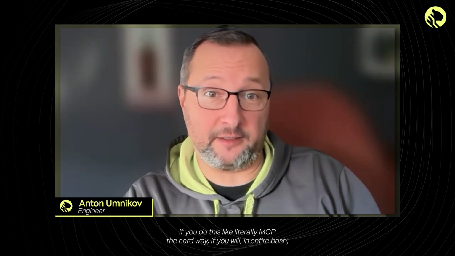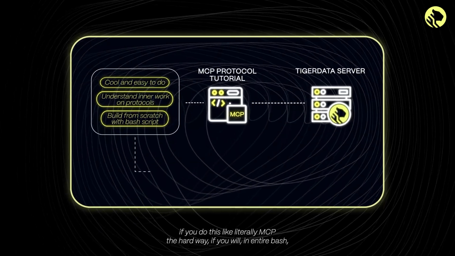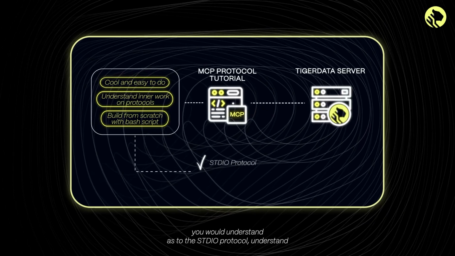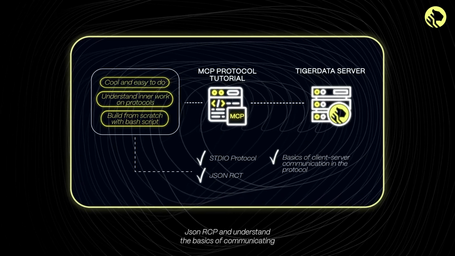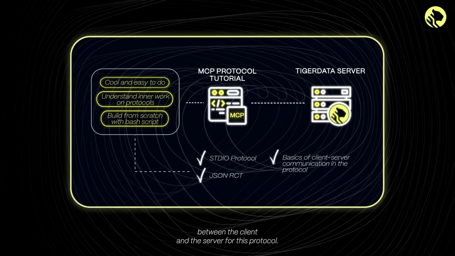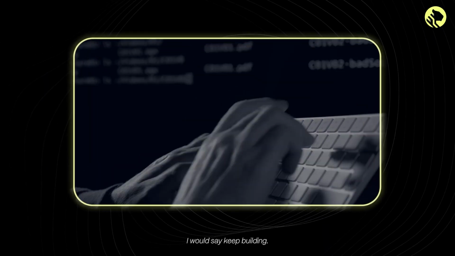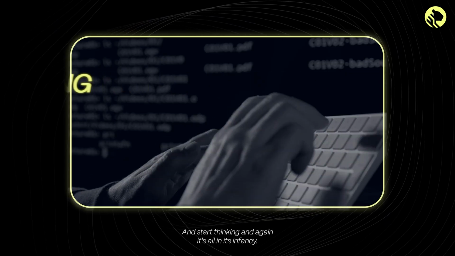For the MCP protocol, if you do this, literally MCP the hard way, if you will, entirely in bash, you would understand the STDIO protocol, understand JSON-RPC, and understand the basics of communicating between the client and the server for this protocol. Essentially, MCP is just a flavor of JSON with a very specific API. I would say keep building and start thinking.